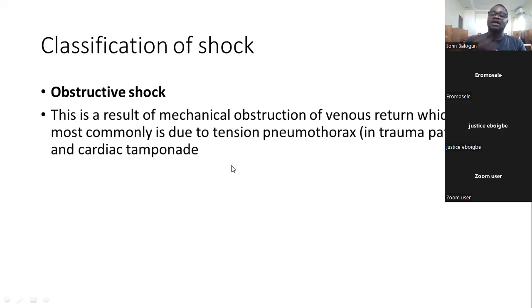Now that differentiates it from cardiogenic shock. In cardiogenic shock, the pathology is in the heart itself. In cardiac tamponade, the pathology is not in the heart, but in the pericardial cavity.